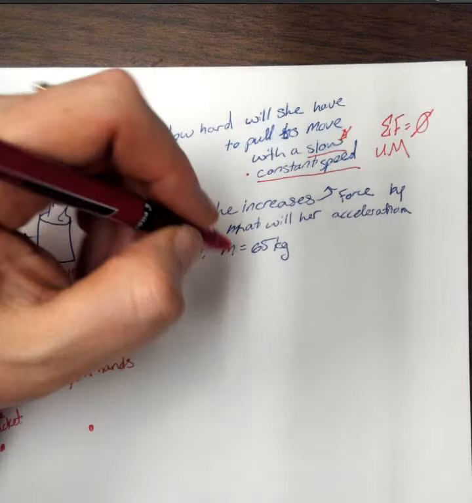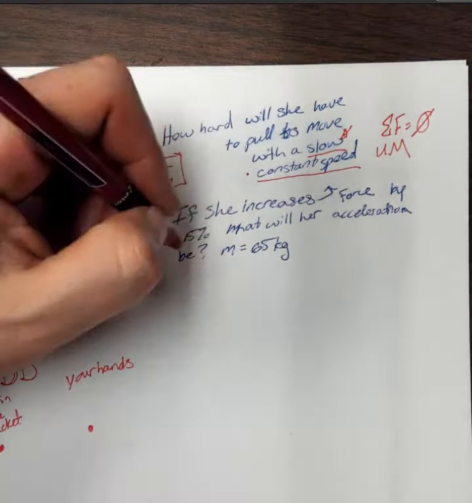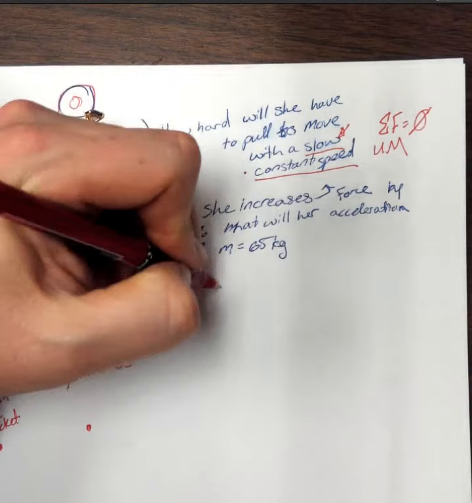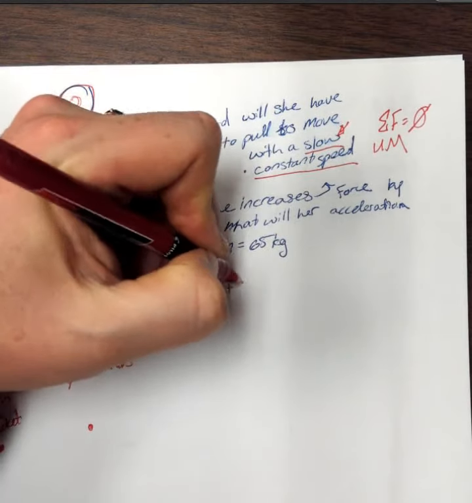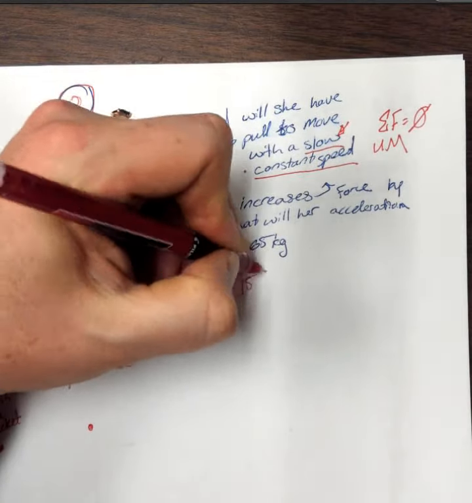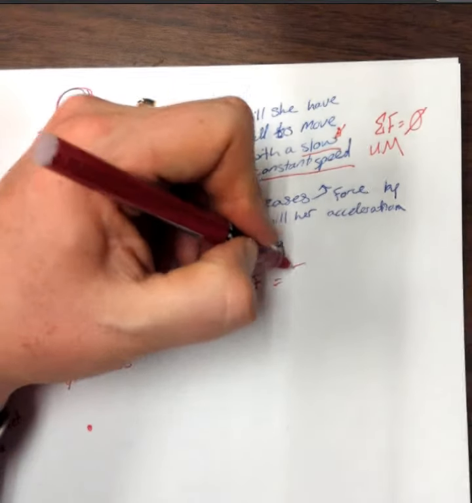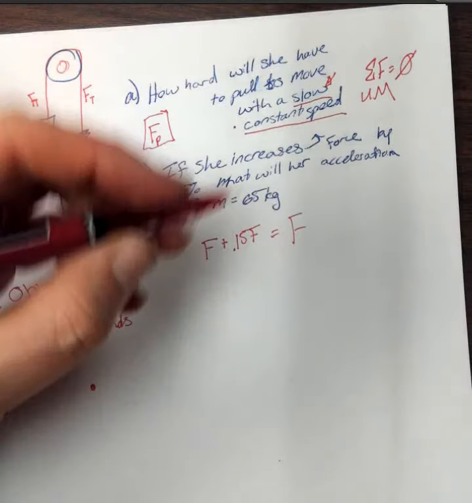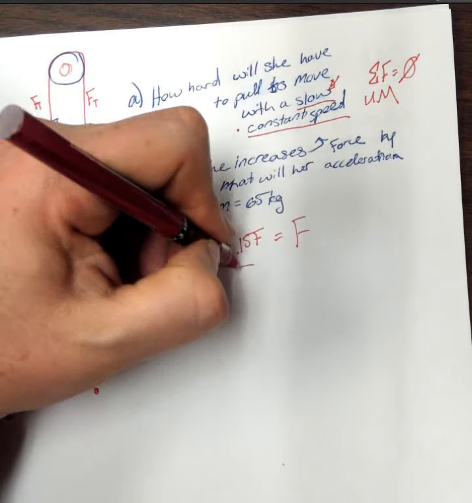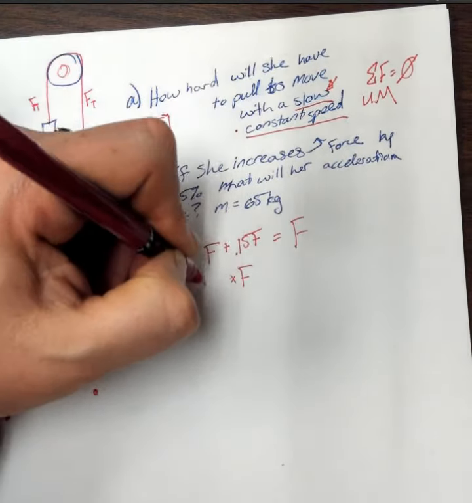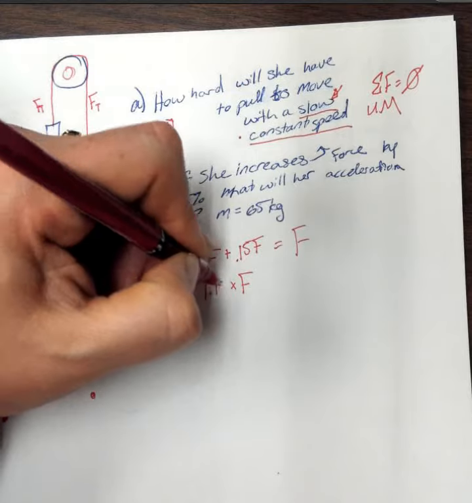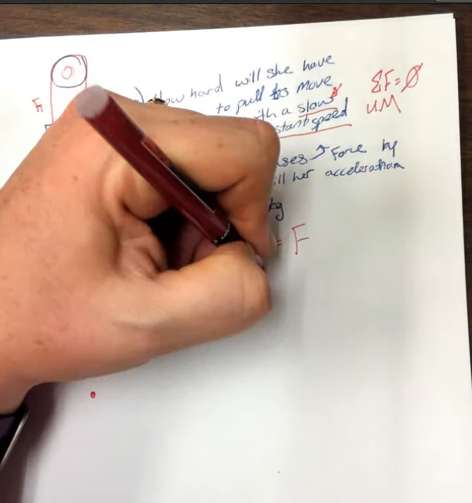Right? If we take that force and we increase it by 15%, that means we're going to take that force and we're going to add 15% of that force to it to get your new force. Another way of looking at that is saying that we're taking her force and we're multiplying it to increase it by 15%. So we're multiplying it by 1.15 to get her new force.